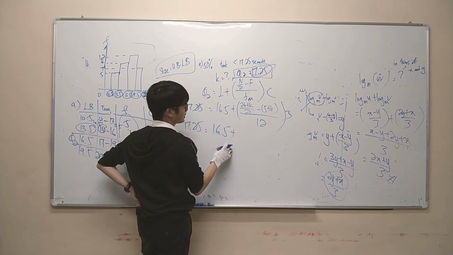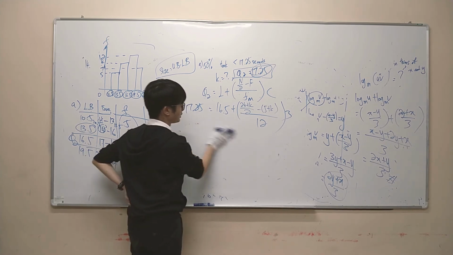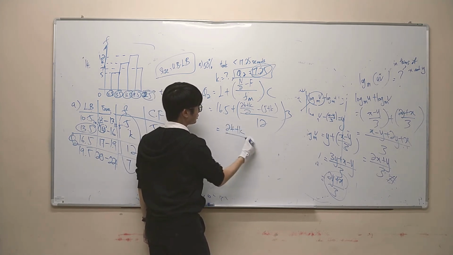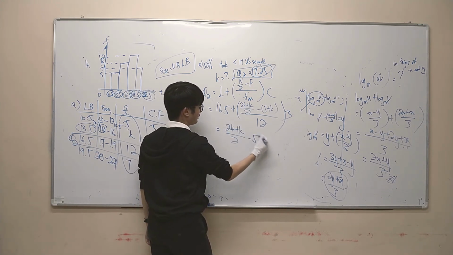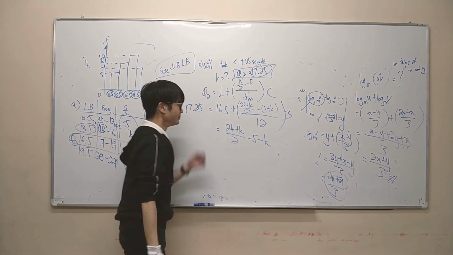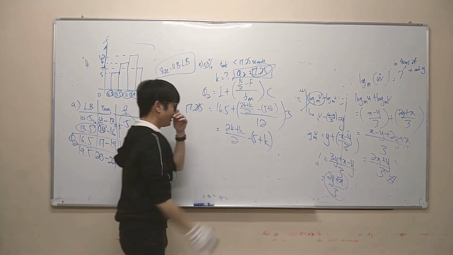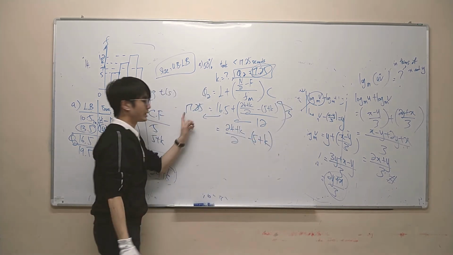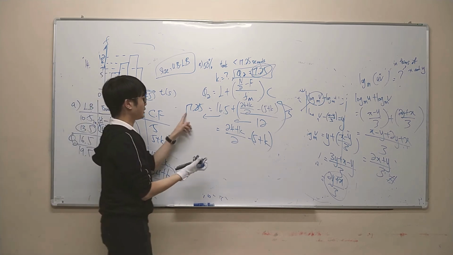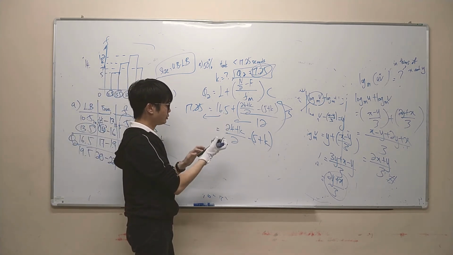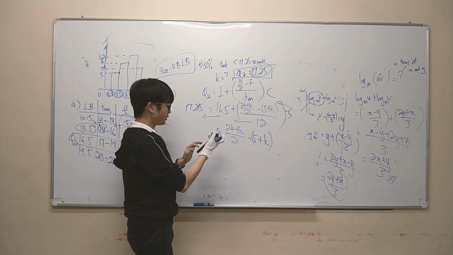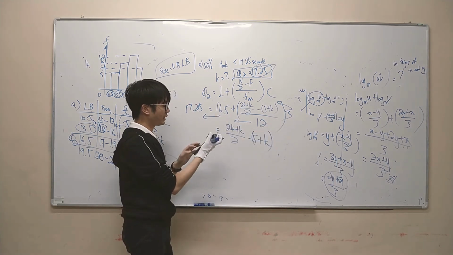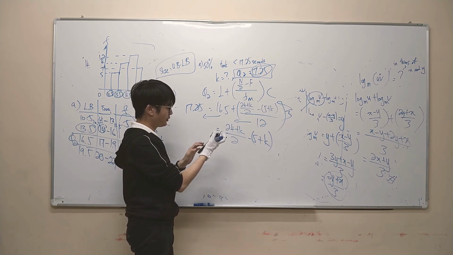So it becomes what? 16.5 plus, how do I do this? Okay, you leave until here, 24 plus k over 2 minus 5. It's going to become minus k only. Okay, never mind, I leave it like this first. And then I move the 3. So use your calculator: 17.25 minus 16.5. You cannot move the 3 first, you have to move the 16.5 first.